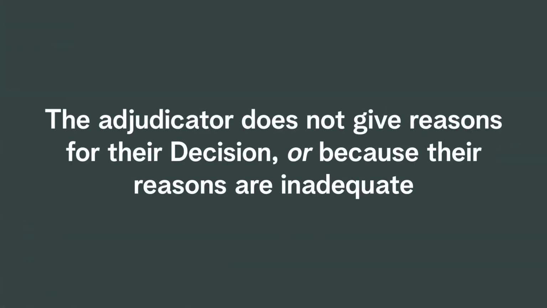The second ground is where the adjudicator does not give reasons for their decision, or because their reasons are inadequate. The courts have said that this ground will only succeed if the adjudicator gave no reasons at all, or where the reasons were so incoherent that it was impossible for the reasonable reader to make sense of them. A case where this challenge succeeded was where the adjudicator made no reference to a set-off counterclaim defence, and so it was not clear whether the adjudicator had actually considered and then dismissed this defence, or whether they had simply ignored it.